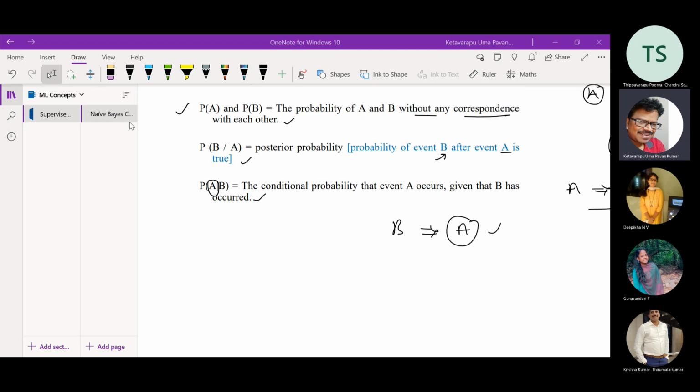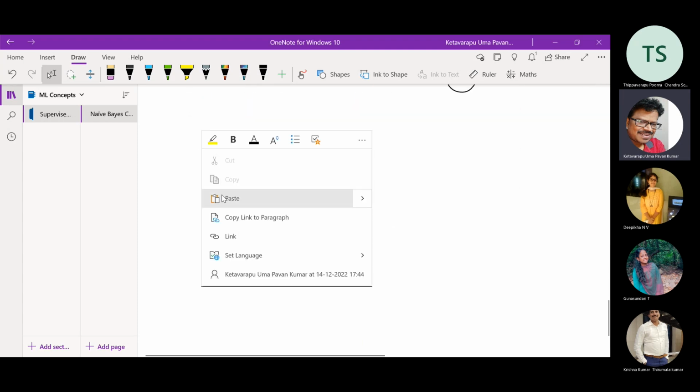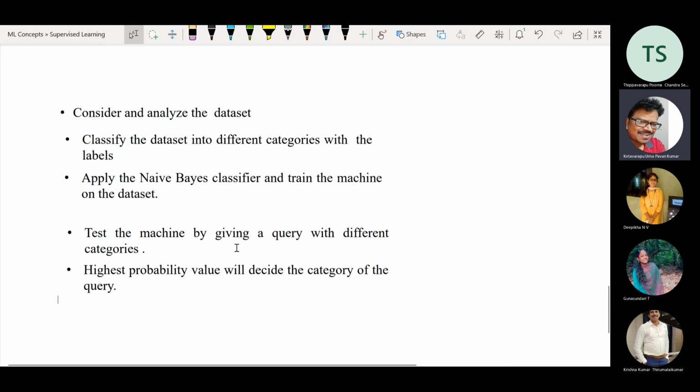But before that, which are all the steps that need to be considered to solve the given problem with the help of naive Bayes? Simple steps, friends. We are going to recheck one by one the steps in the implementation. First, we need to consider and analyze the given data set. If I want to find out whether a particular statement is spam or not spam, I should be very clear about what exactly my data set is.